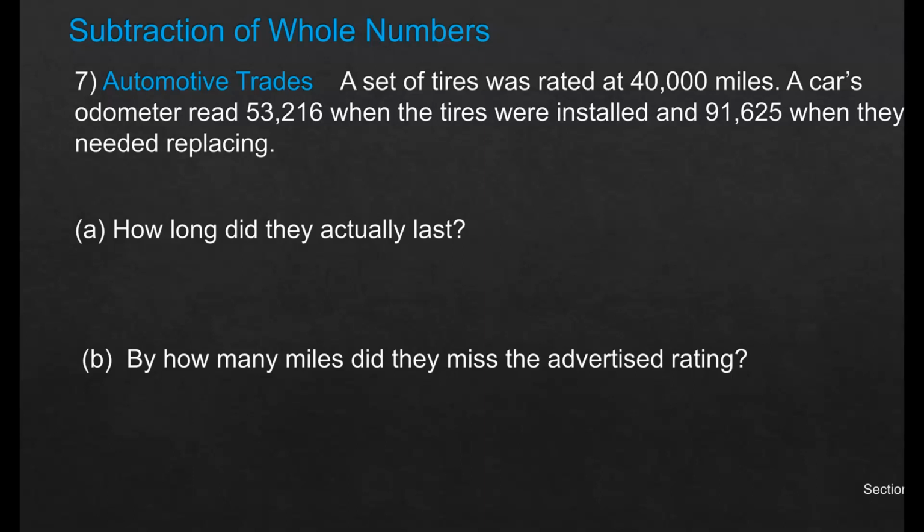Okay. So this one is about automotive trades. A set of tires was rated at 40,000 miles. A car's odometer read 53,216 when the tires were installed and 91,625 when they needed replacing. Now we know that those readings mean miles. How long did they actually last?